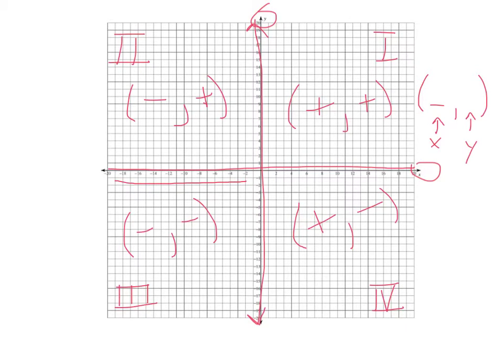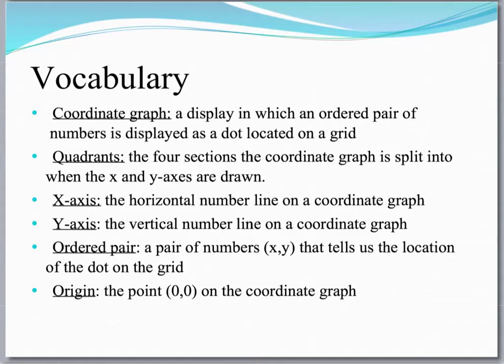So depending how we write our numbers with positives and negatives, it tells you what quadrant those numbers or the point belongs in. We're getting near the end of our vocabulary here. An ordered pair is a pair of numbers, x and y. The first number is an x, and the second number is a y, and it tells us the location of the dot on the grid.